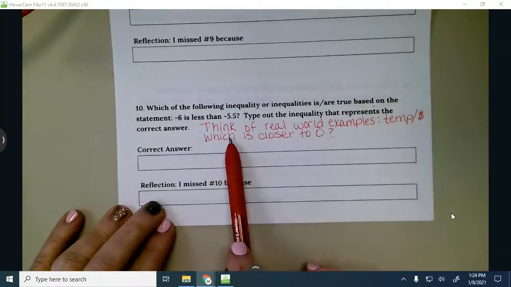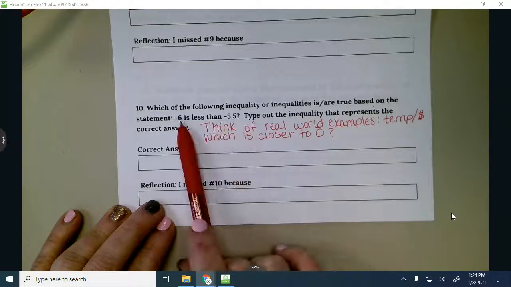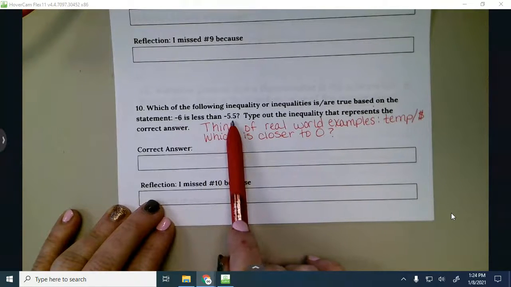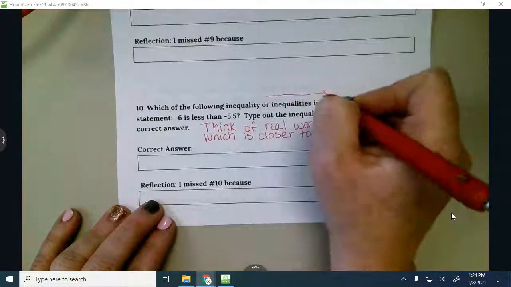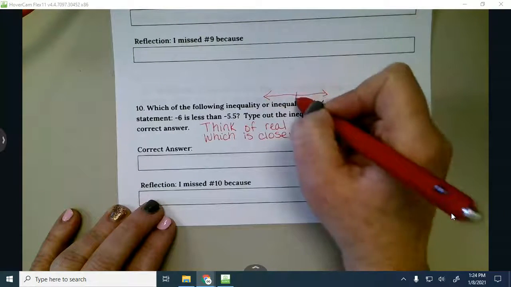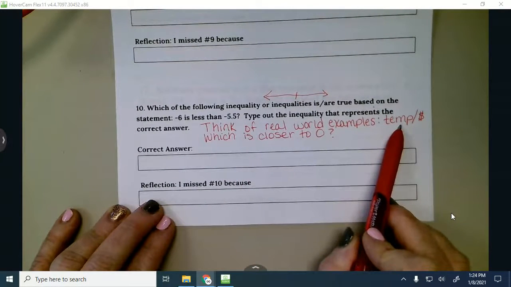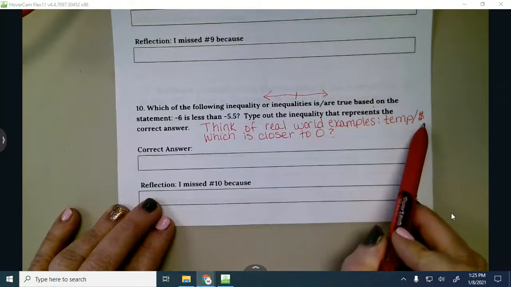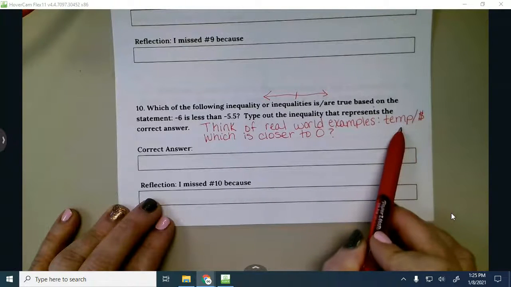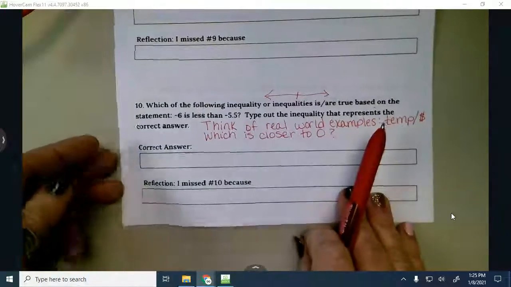Number 10, think of a real-world example for those numbers. So think about -6 and -5.5. If it confuses you on a number line, and again, you could draw the number line, horizontal or vertical, or you think of those real-world examples. I always think about temperature when I think about negatives, or money. Which one would you rather owe someone? Or temperature, which one is colder, which one is warmer, which one's closer to 0?